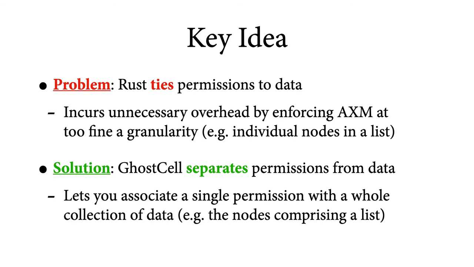The design of Ghost Cell is rooted in the observation that Rust's existing approaches to interior mutability incur unnecessary overhead for data structures with internal sharing because they tie permissions to data. That is, they enforce the AXM discipline at the granularity of individual aliased values, which is too fine. We already saw that it forced us into wrapping each node in the doubly linked list with an RW lock. The key idea of Ghost Cell is to instead allow you to separate permissions from data. Ghost Cell lets you associate a single permission with a whole collection of data, like the collection of nodes in a linked list. Whoever has read or write permission to the whole collection can then read or write any node in the collection without any additional synchronization or dynamic checks.